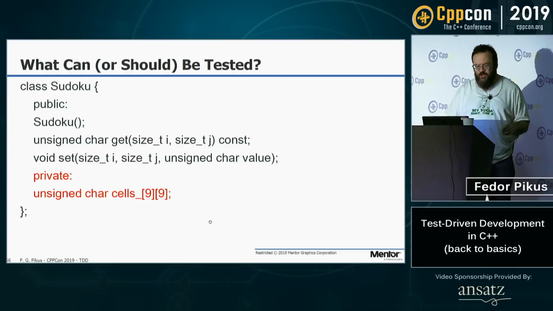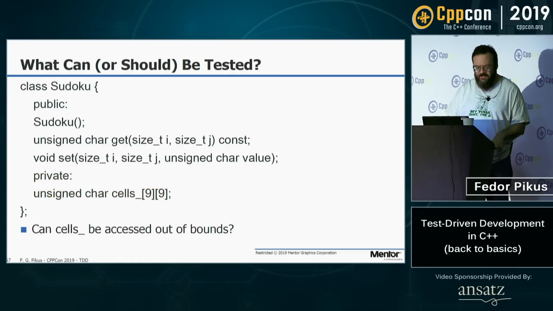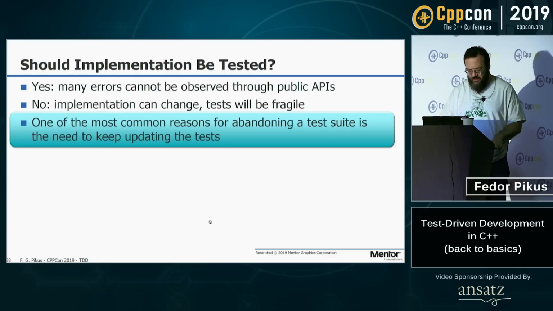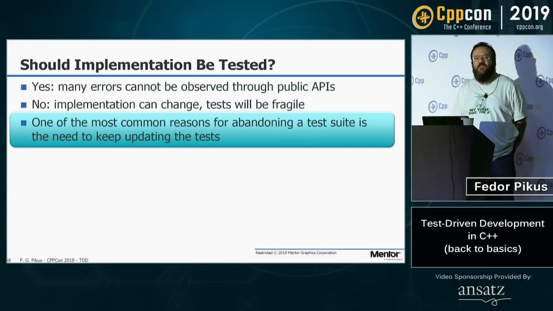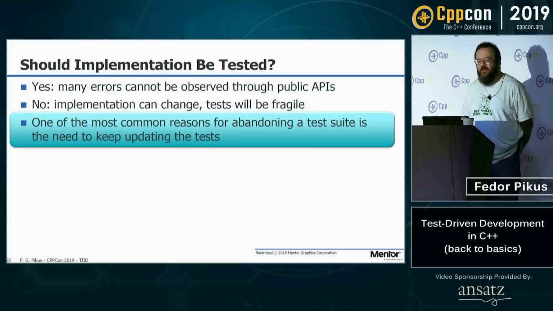The same thing for our Sudoku puzzle. It probably has an array like this inside. How would you detect out-of-bound accesses if they don't crash and don't lead to incorrect results? Which boils down to, okay, I tested the interfaces, should I also be testing implementation? Well, on one hand, yes, because there are a lot of errors that cannot be observed through public API.